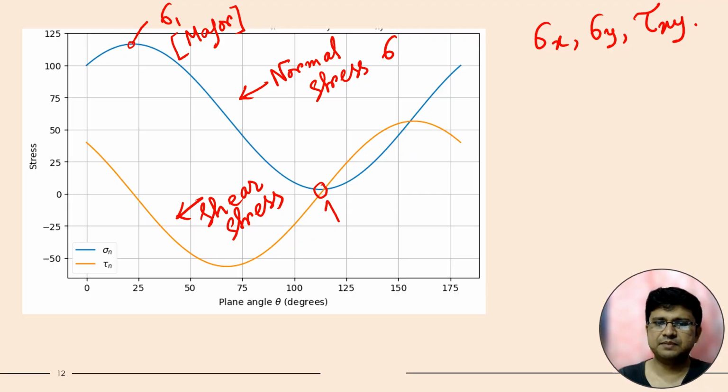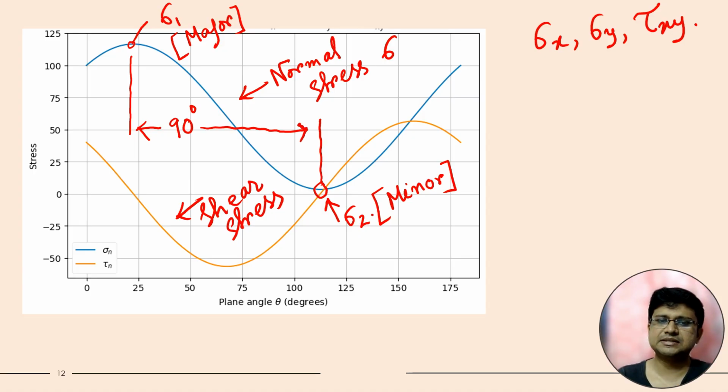And this point is the minimum value of normal stress. So this will be sigma 2. This is the point of minor principal stress. And if we look at these 2 points, their gap will be 90 degrees.